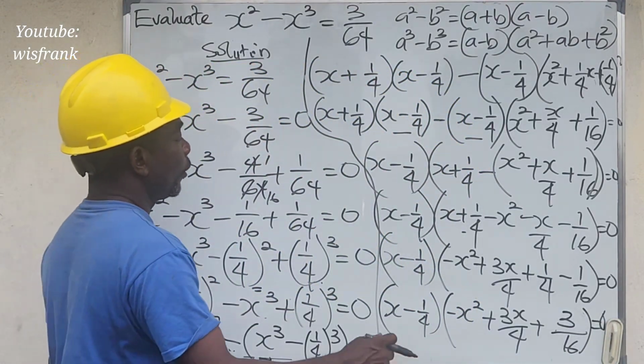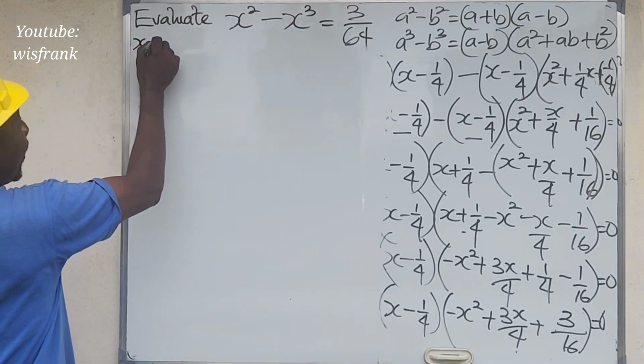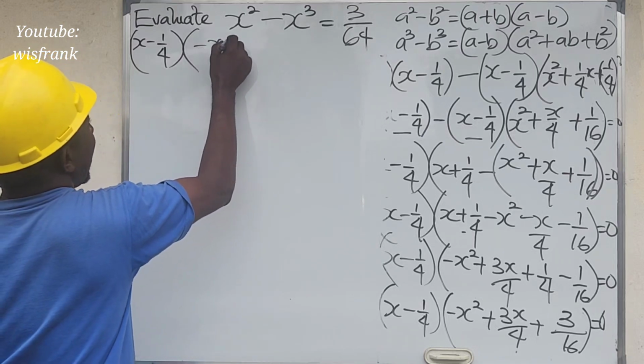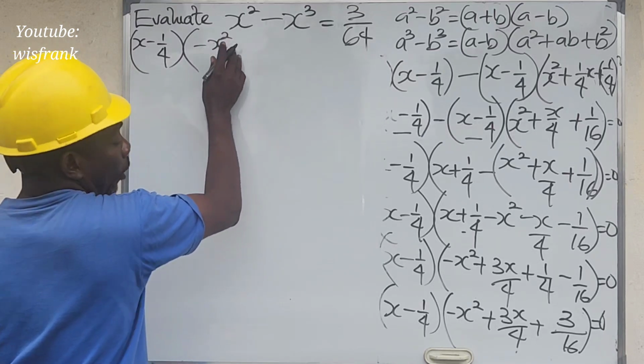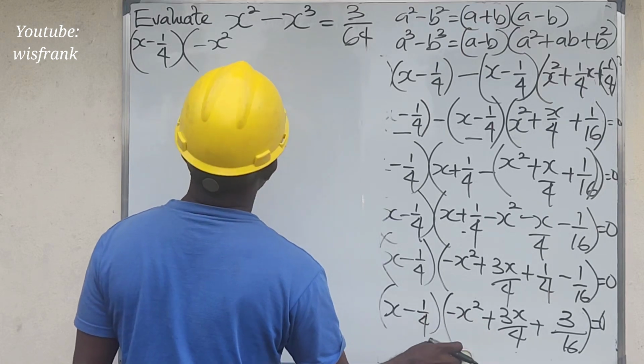The next step is for us to clean this. As we said, this is two parentheses. The first one is x minus 1 all over 4. Then the second parenthesis is minus x to the power of 2 plus, or we can multiply all through by negative for us to clear this negative sign.